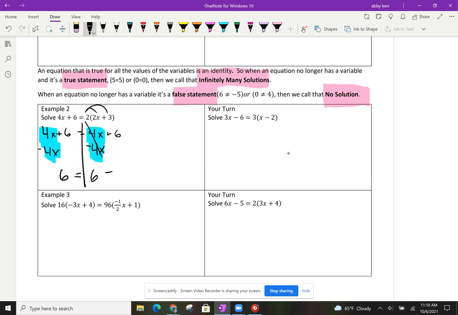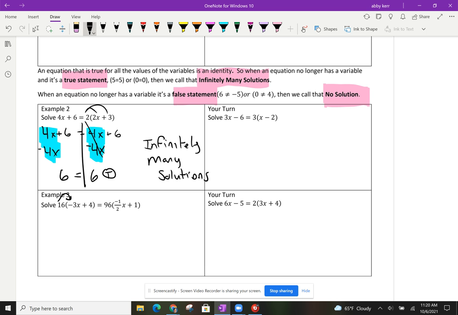6 equals 6 is a true statement. If you have the same number on both sides, you know you're going to get a true statement. And the answer will be infinitely many solutions. So you can try your turn. I'm going to do example 3 to see what happens when you get a false statement.